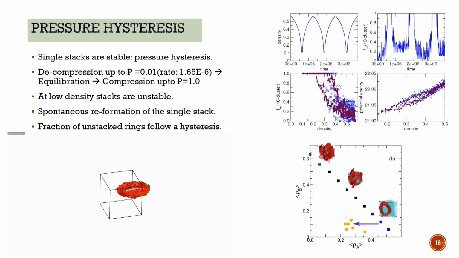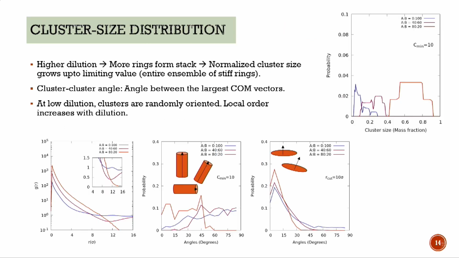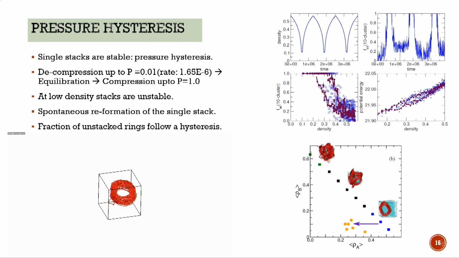And then we tried to understand whether a single stack is possible to form at very large dilution. To understand that, we performed a pressure hysteresis experiment. Earlier, as you can see, there were some fluctuations at large dilution. But whether this is a kinetically trapped state or a thermodynamically stable state is possible, that was the motivation for our pressure hysteresis.